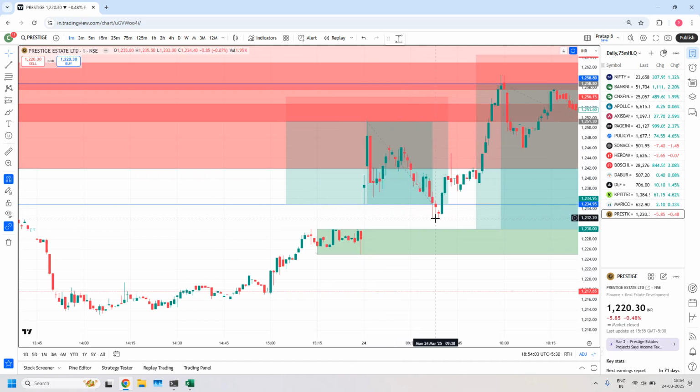See, after that prices came very close to this zone. Actually, we booked the profit. After that, it came very close to the 15 minutes target, but a little short of the 15 minutes target.